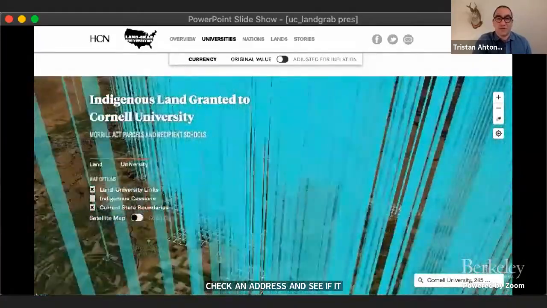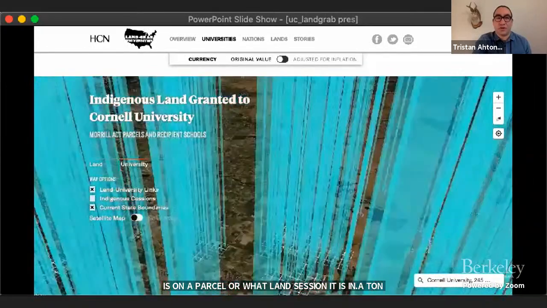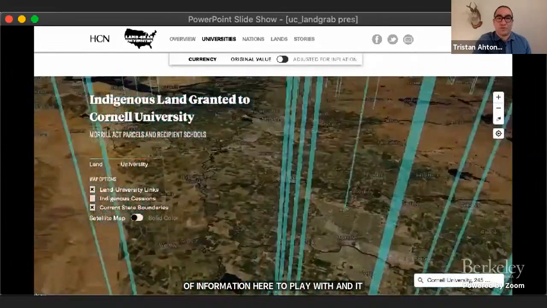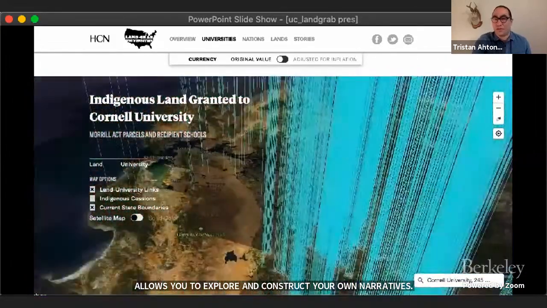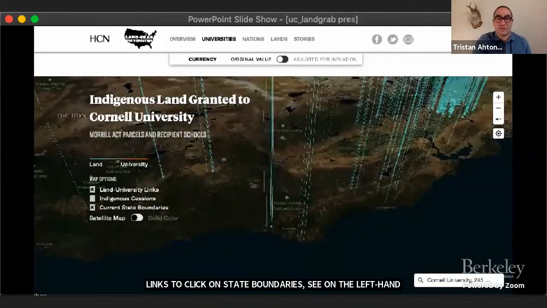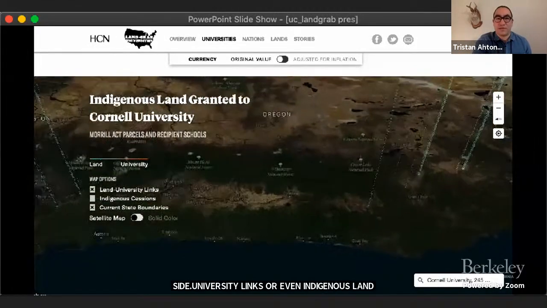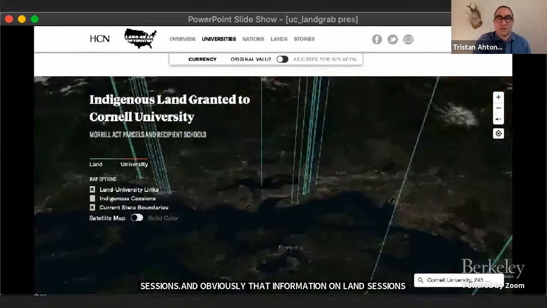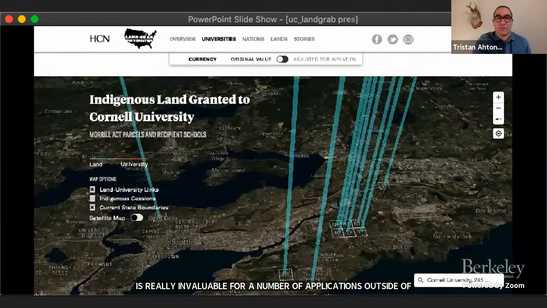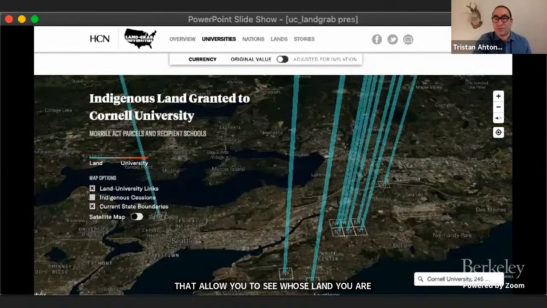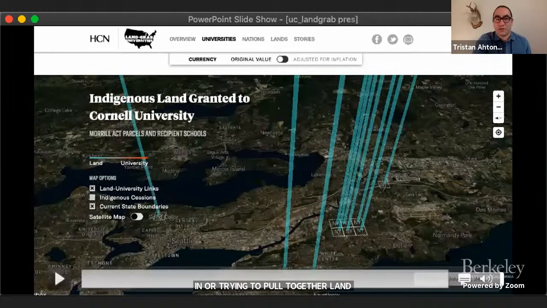There's really a ton of information here to play with, and it allows you to explore and construct your own narratives. You also have options to click on state boundaries. You'll see on the left-hand side, university links, or even Indigenous land cessions. And obviously that information on land cessions is really invaluable for a number of applications outside of this project. So much like many of the websites and services right now that allow you to see whose land you're on or trying to pull together a land acknowledgement statement, for instance, this also gives you that opportunity to do so as well.